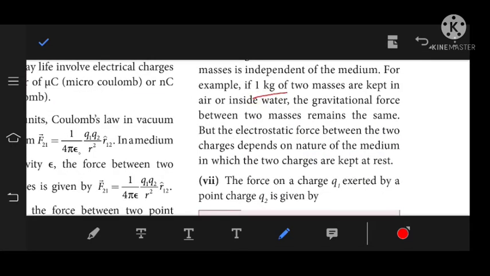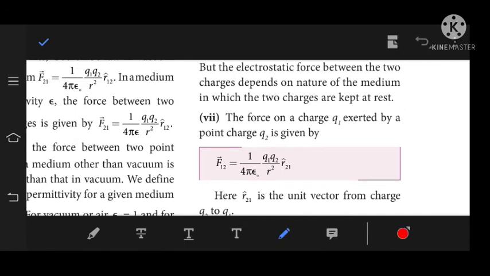Okay, say for example, two masses of 1 kg are kept in air or inside water. The gravitational force between the two masses is the same, but the electrostatic force between two charges depends on the nature of the medium in which the two charges are kept at rest. Which means electrostatic force depends on the medium, gravitational force is independent of the medium, but with one condition. What is that? Two charges should be in the rest position. If charges are moving, what will act? That other force is called the Lorentz force. You will study about the Lorentz force in our chapter 3.